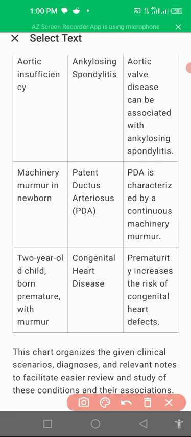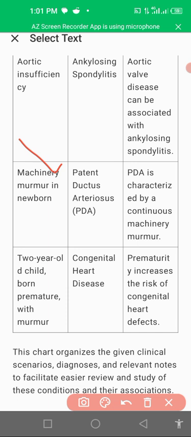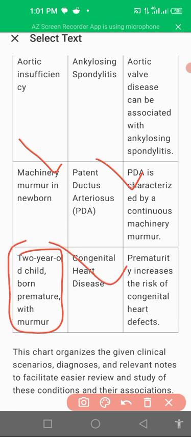Okay, another clinical feature is ankylosing spondylitis, which has a presentation of aortic insufficiency. Aortic valve disease can be associated with ankylosing spondylitis, in which there is shortening of the space between vertebrae, and it results in back pain. And the other presentation is a machine-like murmur present in patent ductus arteriosus (PDA). A 2-year-old child born prematurely with murmur, congenital heart disease, has an increased risk of congenital heart disease.